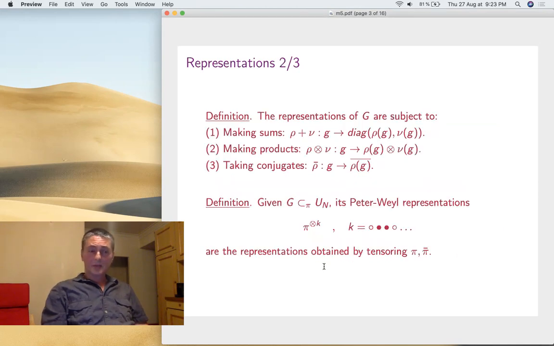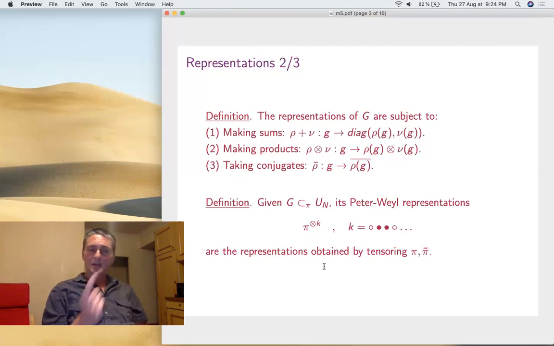Now, what can we do? Representations. We can make sums. I mean, you just put them like this on the diagonal. Okay, to put two unitaries on the diagonal, it's unitary, of course. We can make tensor products. That's also a unitary. Tensor unitary is unitary, right? We can also take conjugates. So if you put bars everywhere on your unitary, it remains a unitary.